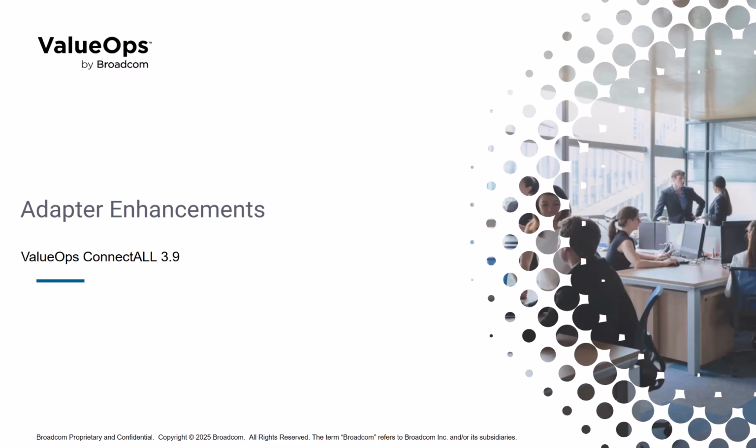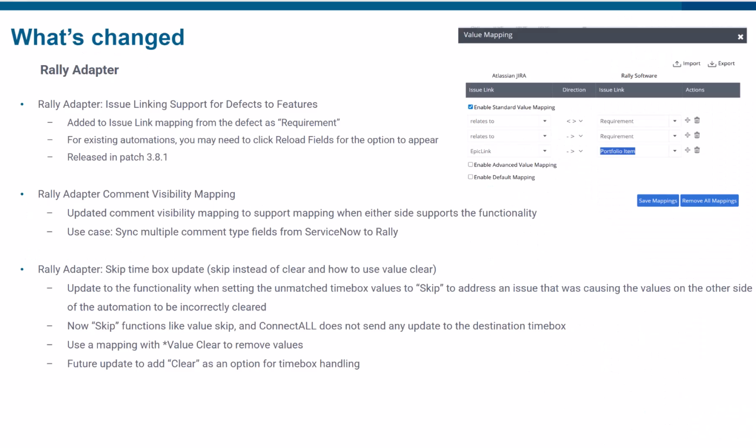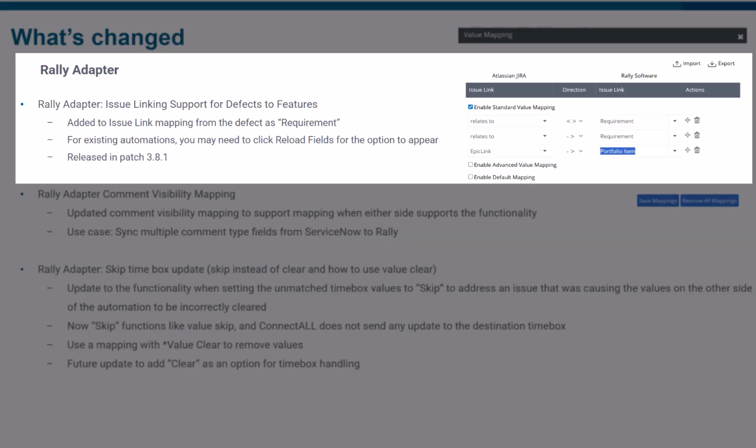Moving on to adapter enhancements. First, looking at the Rally adapter, there's a handful of new functions that we added or changed functions. First up, and this was delivered in patch 381, we added support for issue linking for defects to features.